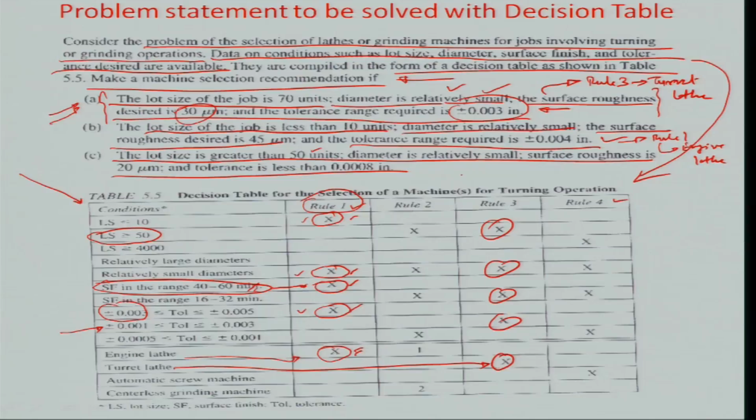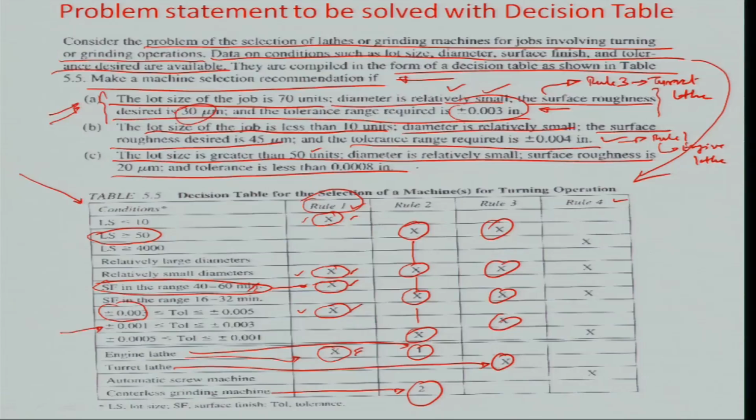So in case 3 you again have a lot size of 50 units, meaning thereby that rule 2 and rule 3 are being followed. Diameter is relatively small, which means again rule 2 and rule 3 are being followed. The surface roughness is about 20 microns. So surface roughness again is in the range of 16 to 30 microns, again rule 3, rule 2 is followed. The tolerance range is less than 0.0008, which means that tolerance is actually in this capacity. So rule 2 is obeyed more than rule 3 in this particular case, meaning thereby that this operation probably demands the coarse machining operation using an engine lathe, followed by the centerless grinding machine, which does the fine finishing or the grinding operation on top of this engine lathe. So that's how you select and make the machine decision.